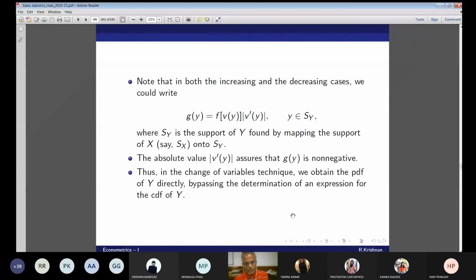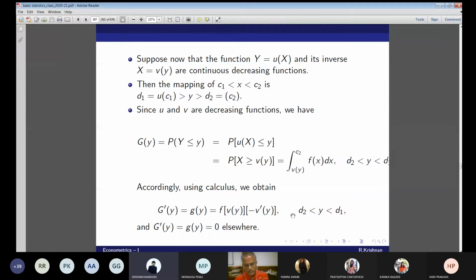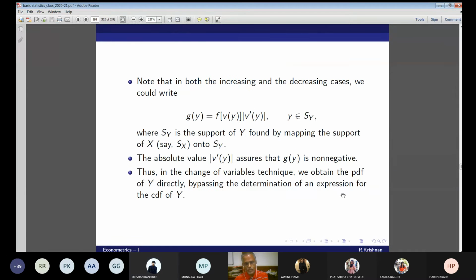The same thing. Now note that in both the increasing and decreasing cases, we could write. Is it okay now? Sir, can you please go back one slide? Okay, so now we are taking the decreasing functions. Yeah, continuous decreasing function only. That's the minus, because the limits are shifted, we changed the limit. Hence the minus. Now take both increasing and the decreasing cases.